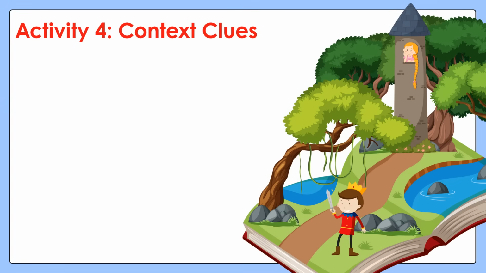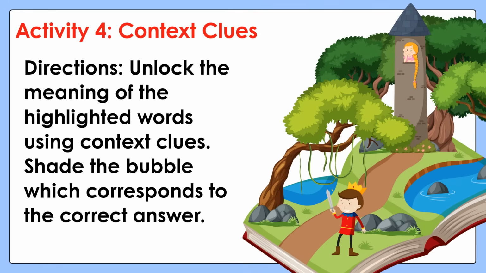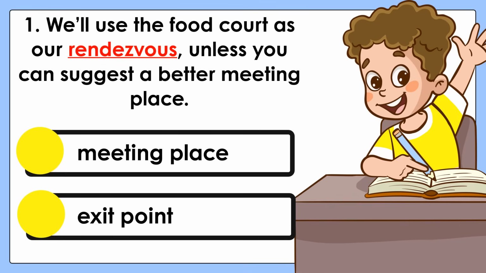Activity number 4, context clues. Directions: unlock the meaning of the highlighted words using context clues. Shade the bubble which corresponds to the correct answer. Number 1, we'll use the food court as our rendezvous unless you can suggest a better meeting place. Meeting place or exit point? The answer is meeting place.